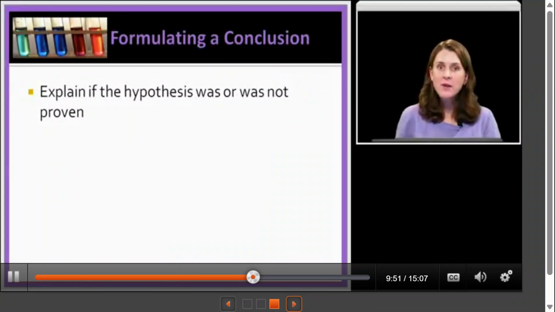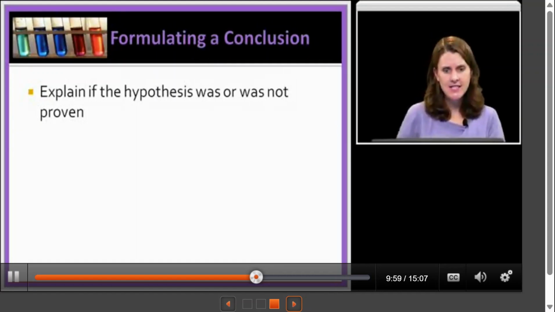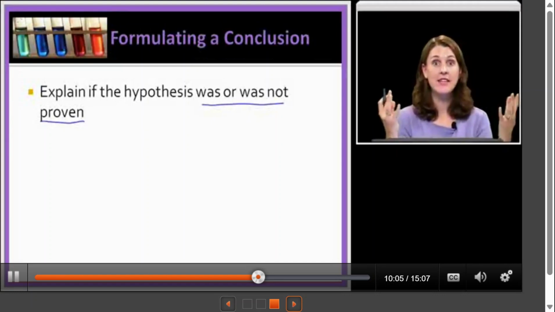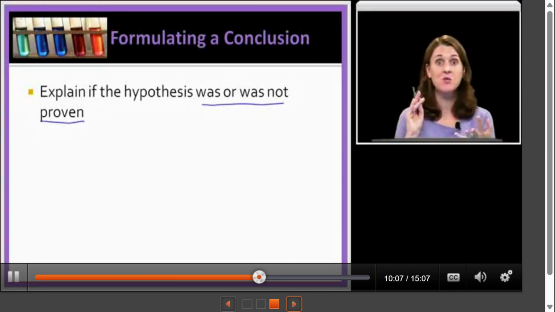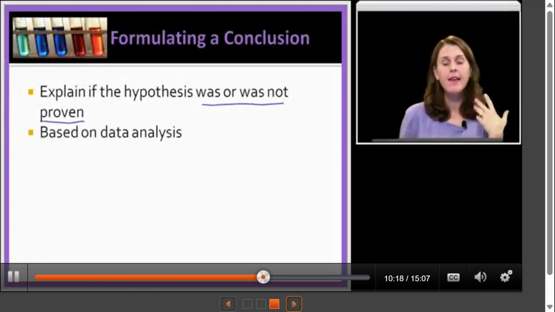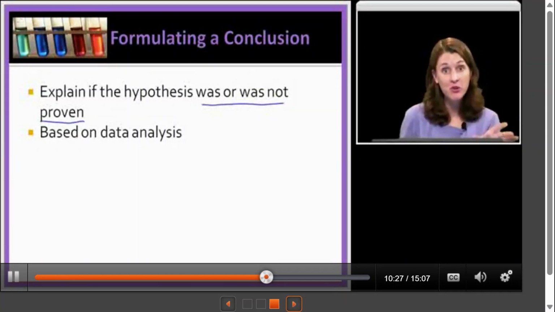Okay, once we analyze our data, then we're ready to formulate a conclusion. When you're formulating a conclusion, you're always going back to your hypothesis. Was it or was it not proven? That's the whole point of doing the experiment. Remember, we wanted a hypothesis, which was a testable statement, so that when it comes time to draw conclusions, we can go back to that statement and say, okay, did I prove it to be correct? Yes or no? How can you prove that? Well, that's why you recorded your data and analyzed your data, because you always need concrete scientific proof to support what you're saying in your conclusion.